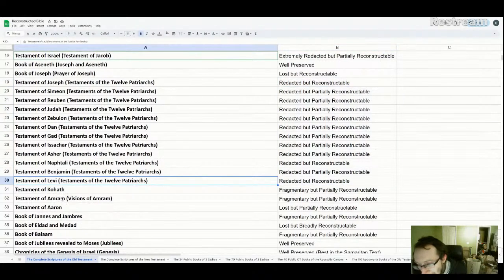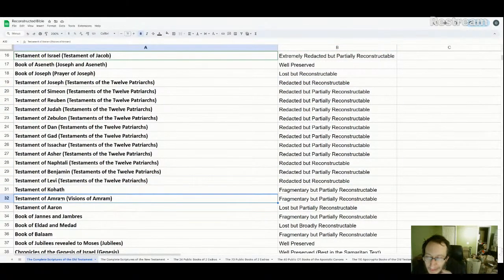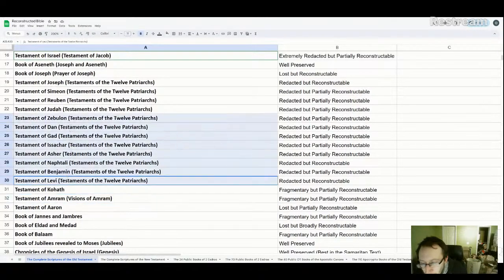Testament of Kohath and Amram, on the other hand, we don't have as much to go on in terms of trying to reconstruct the original texts of those two books. We can try to place them along the lines of the Testaments of 12 patriarchs roughly, but overall, we're missing some of their life story. So those two books are going to be very hard to reconstruct.